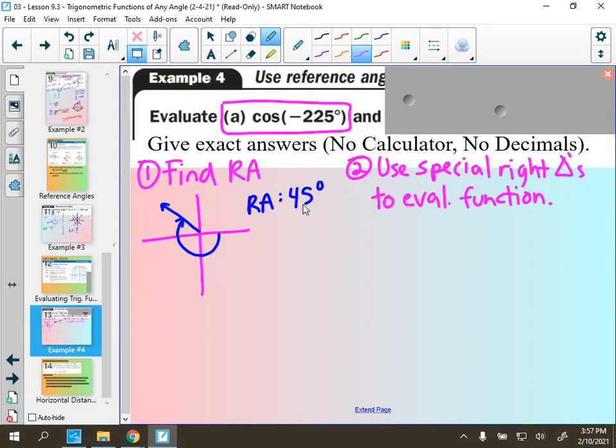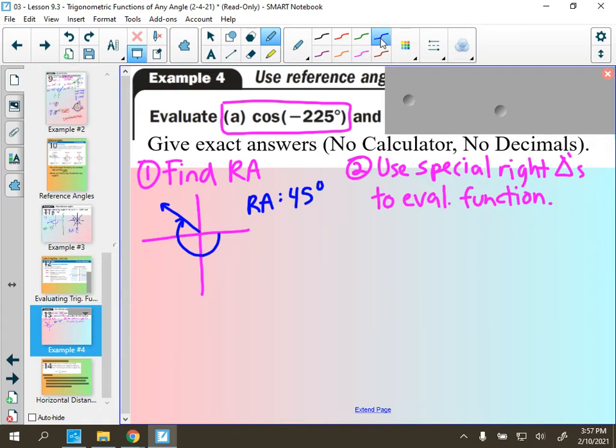And look at that: 45 degrees. So basically, if I ask you to do this exactly with no calculator and no decimals, it has to trace back to either a 30 degree, a 60 degree, or a 45 degree angle as the reference angle. Those are the only ones that we can do exactly. If I said, what's the cosine of negative 226 degrees, you'd say, I'm skipping this, Mr. Cole. I can't do that exactly. Okay.